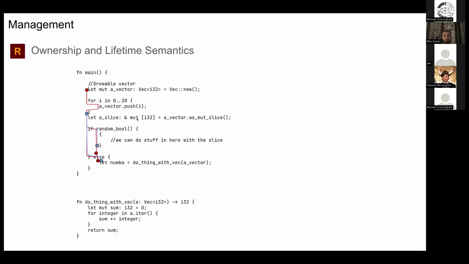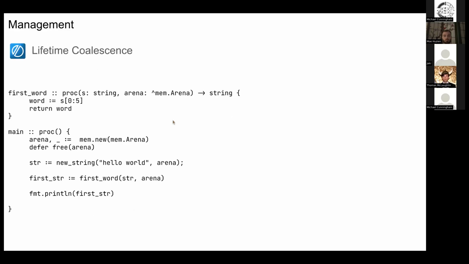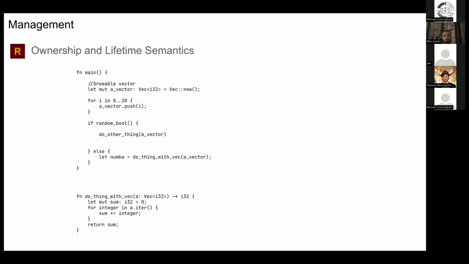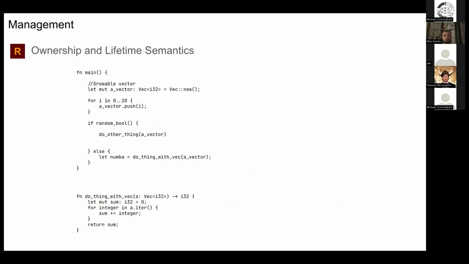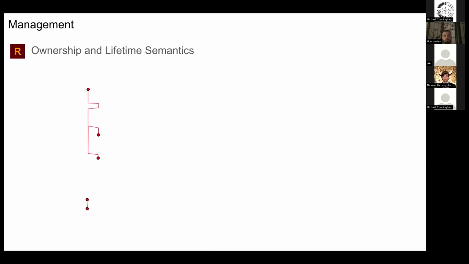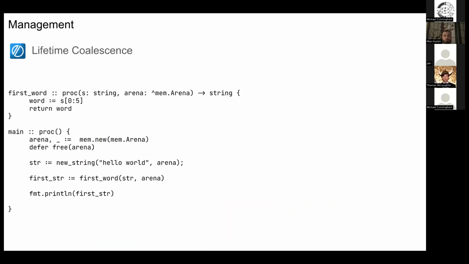And then we're going to go over our last method, which is called lifetime coalescence. And this is more of a technique than a system. So all the things we've seen before, garbage collection in Go is built into the language. Automatic reference counting is built into Swift. Ownership and lifetime semantics are built into Rust, but lifetime coalescence doesn't do that. In fact, lifetime coalescence, you can do this, and it's more of a technique than a prevention method.